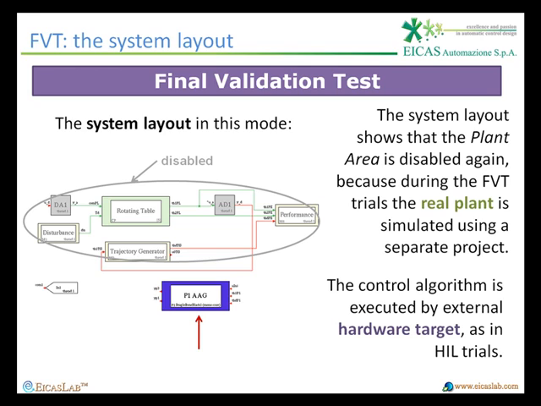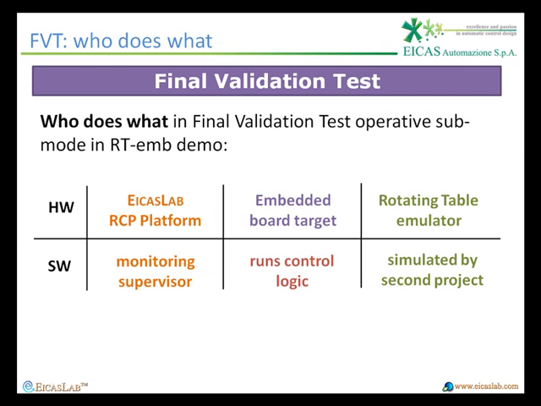The control algorithm is executed, as in HIL trials, by an external hardware target, represented in the system layout by a processor block. As already said, the EICASLab RCP platform has a monitoring function. The system layout includes an extra interface block which receives data from the board. Such data can be then recorded on disk and plotted in graphical diagrams.